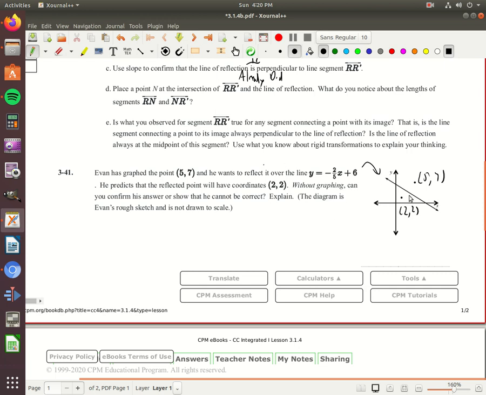Without graphing, so you don't get the graph, this is all you get. Can you confirm or show that he can't be correct? So is he right or wrong, and how do you know? I would love it if you would pause this video and think about it for a second and see if you can figure it out for yourself.